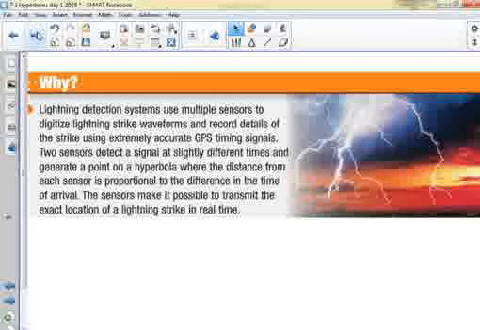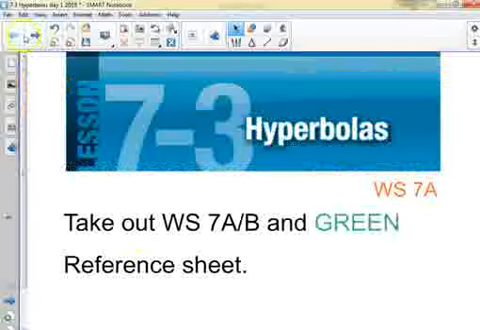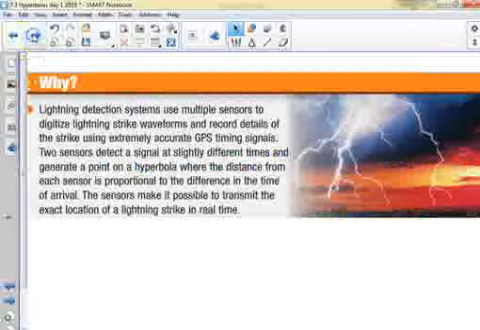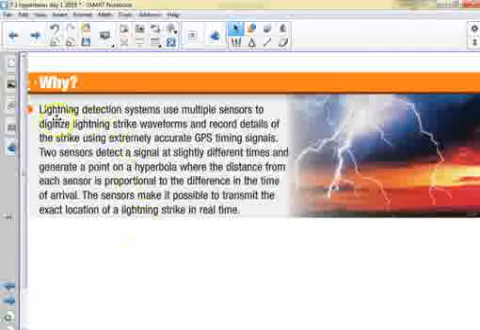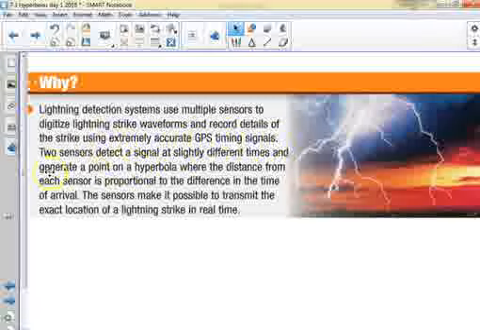All right. We're doing hyperbolas today. I've tried to give you applications of some of these conics as we went. The book has an application that says lightning detection systems use multiple sensors to digitize lightning strike waveforms and record details of the strike using extremely accurate GPS timing signals. 2 sensors detect a signal at slightly different times and generate a point on a hyperbola where the distance from each sensor is proportional to the difference in the time of arrival.